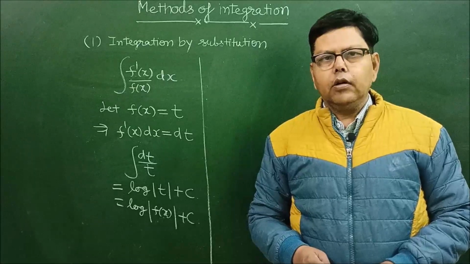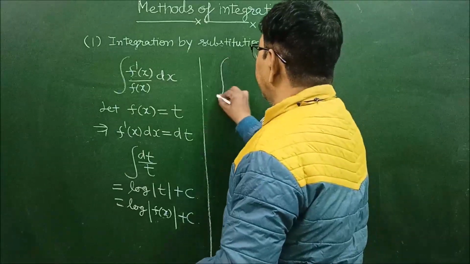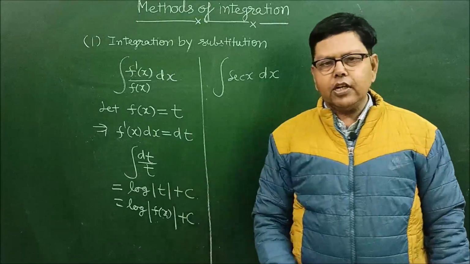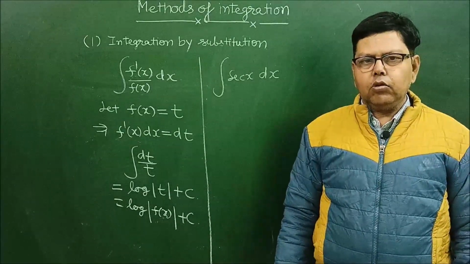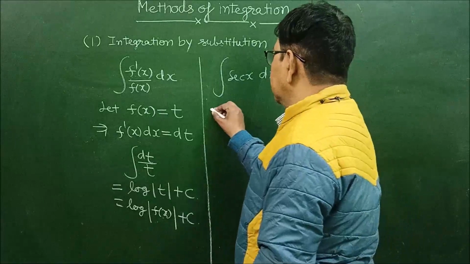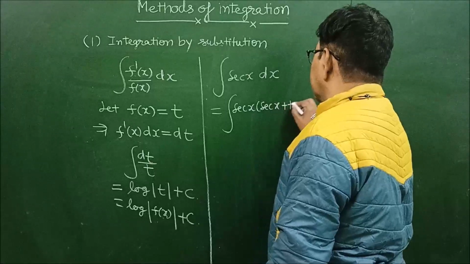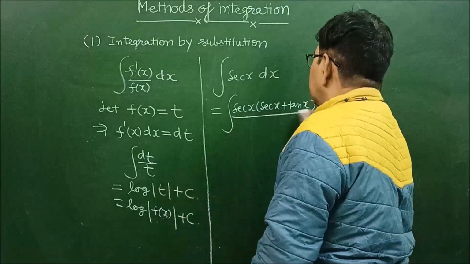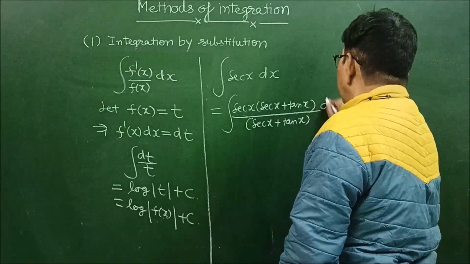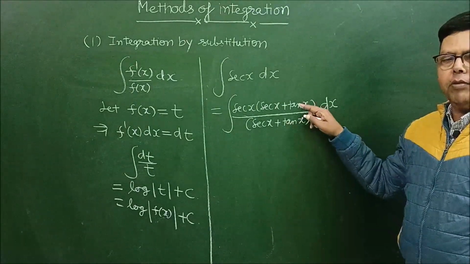So the integration of cot x is equal to log of mod sin x plus c. Now let us discuss some more standard integrals using this concept. So integration of sec x dx. For this integral we have a special technique. Multiply by sec x plus tan x and divide by sec x plus tan x. By doing this we are making the differential of the denominator available in the numerator.